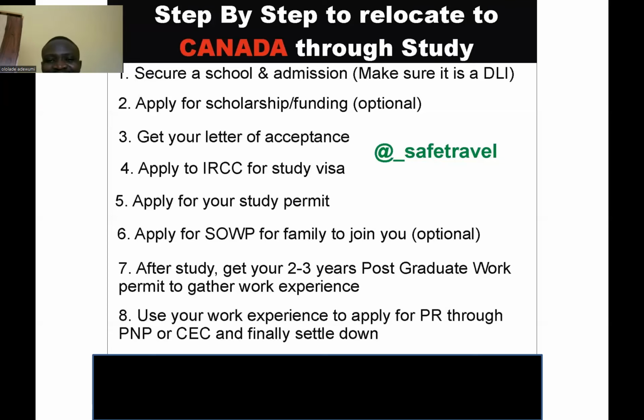Wow. So these are the step-by-step involved. Get admission, get your letter of acceptance, apply for a study visa, get your study permit, apply for your family, that is if you didn't relocate together at once. After your studies, secure work experience, and with 2-3 years work experience, use that to apply for permanent residence.